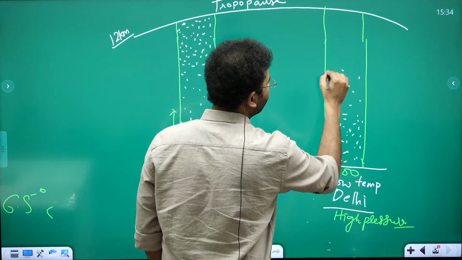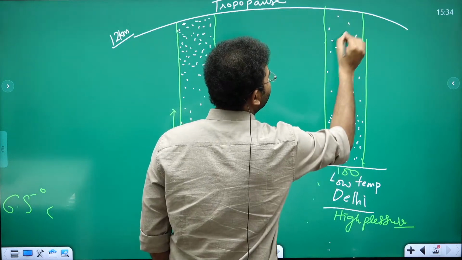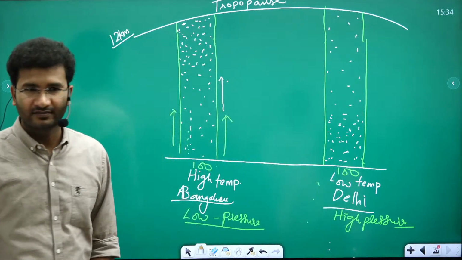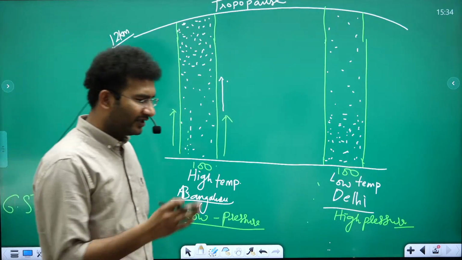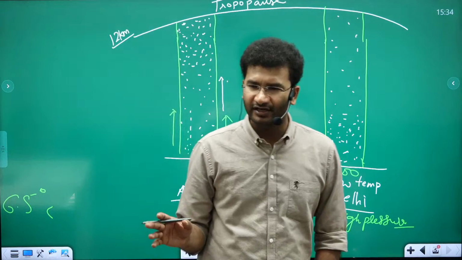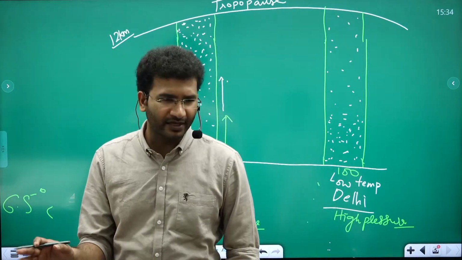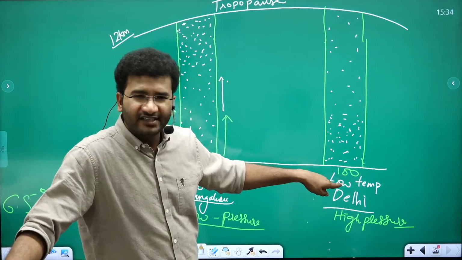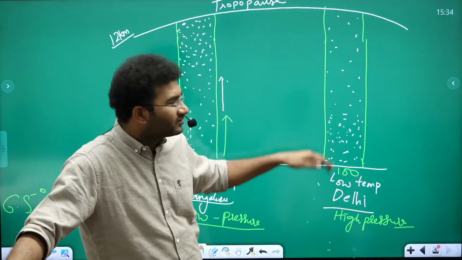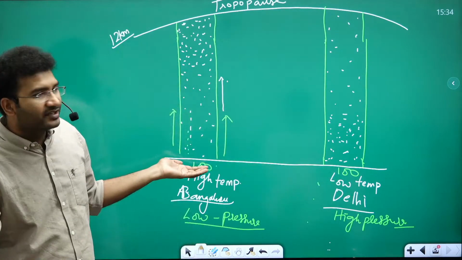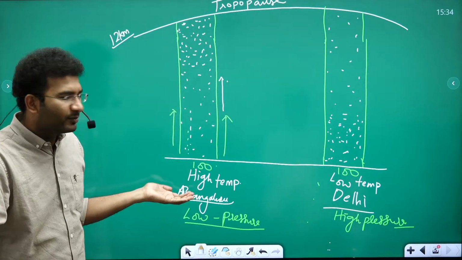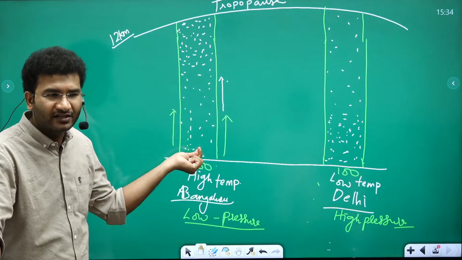And less air will be present at the higher end, right? This should be very clear for you. Now here, forget the concepts of temperature and pressure for some time. Look, this region is having high pressure. It is because there is more amount of air molecules present at the lower end. And in this region, it is experiencing low pressure because there is less amount of air present at the lower end.